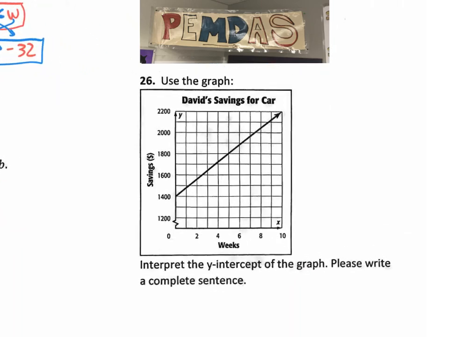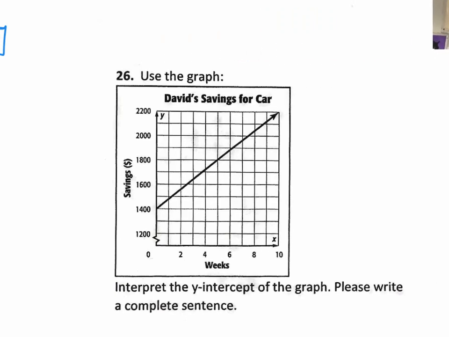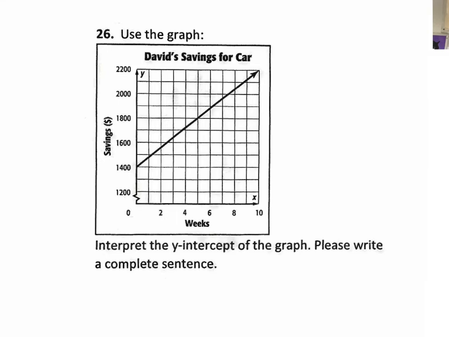Last one, number 26. It says use the graph. So this is no more PEMDAS on this one. It says use the graph, interpret the y-intercept of the graph. Please write a complete sentence. Okay, so on the final exam, you're going to get a graph. There's going to be some information on the graph, and there's going to be different statements about that graph. So what you guys need to do is read those sentences and see which one actually represents what you see.